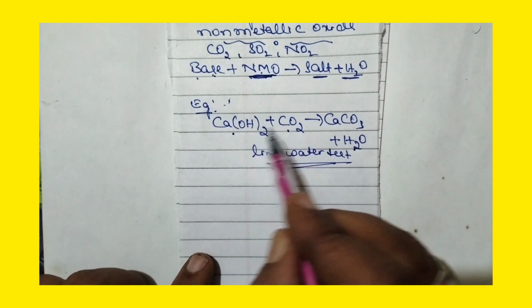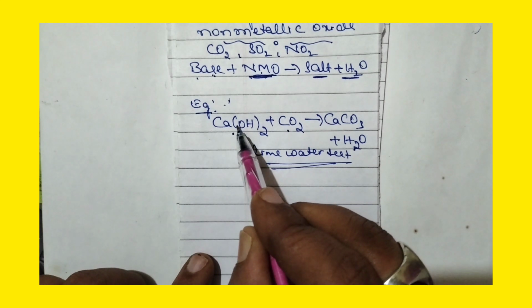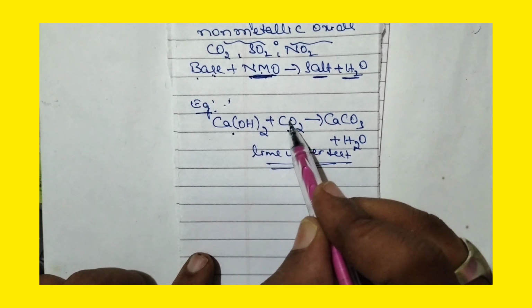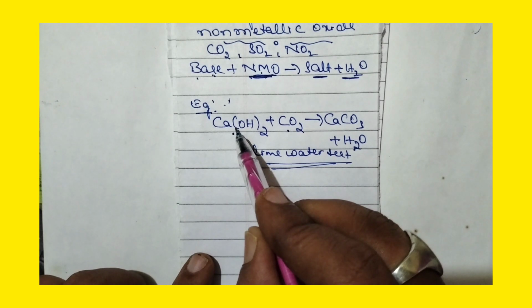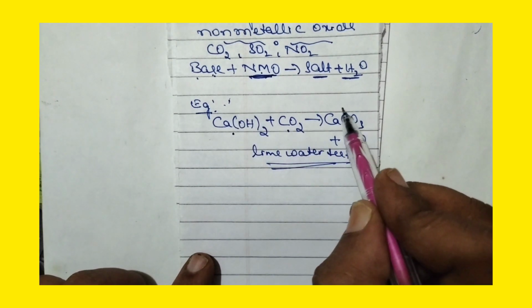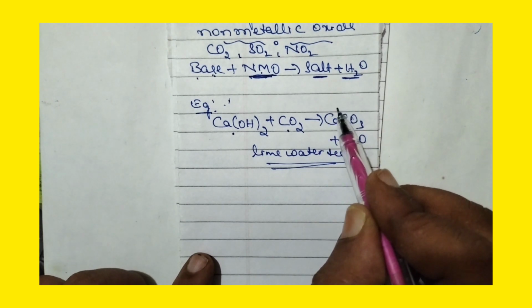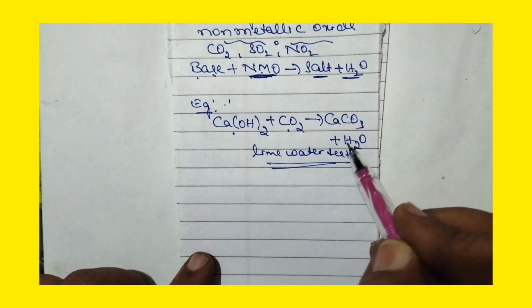So when carbon dioxide is passed through lime water, the lime water turns milky because of the formation of insoluble solid called calcium carbonate and water.